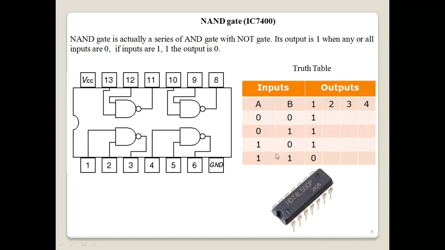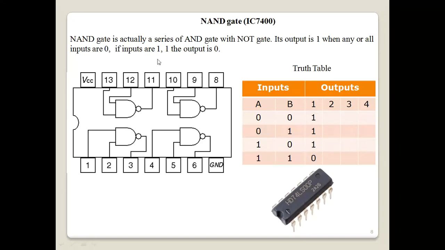In the AND gate, we are getting high only in this region. Only when 1, 1 is there are we getting high. All other cases we get 0 in the AND gate. But here it is the inverse of the AND gate, meaning in all other cases we are getting high. Only when 1, 1 is there, we are getting 0 for the NAND gate.